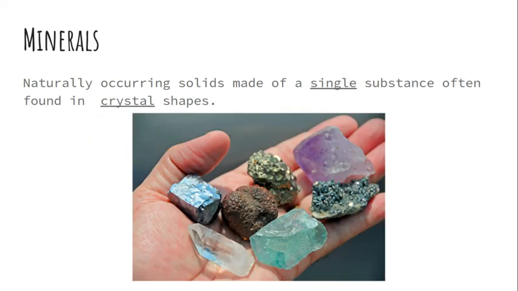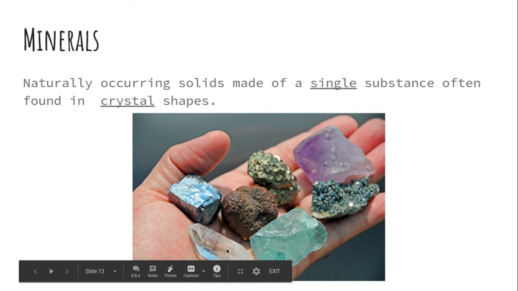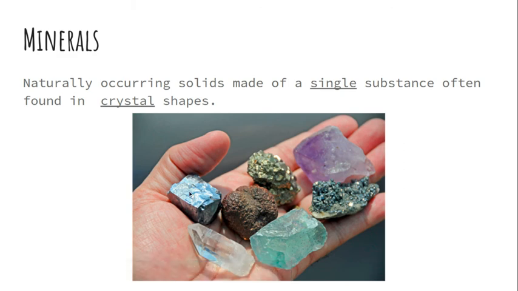Minerals. Minerals are naturally occurring solids that are made of a single substance, often found in crystal shapes. So you should probably recognize at least some of these. You've got an amethyst, just a typical clear quartz, pyrite, galena.